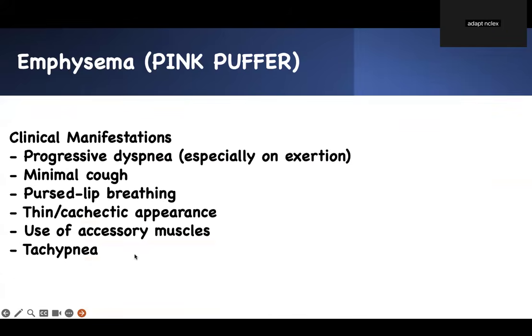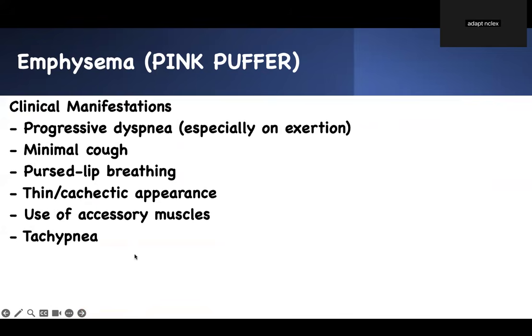Therefore, what are they going to ask you? Manifestation. Like I said, due to air trapping, progressive dyspnea. They usually don't have cough. So when you see a cough, don't pick it. Pick what? Bronchitis. What we're going to do, these people are air trapping. So in the process of expiration, they're going to trap air. This is why we purse lip, so that we can prolong expiration.